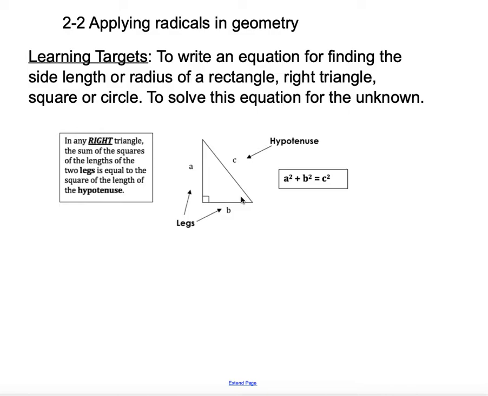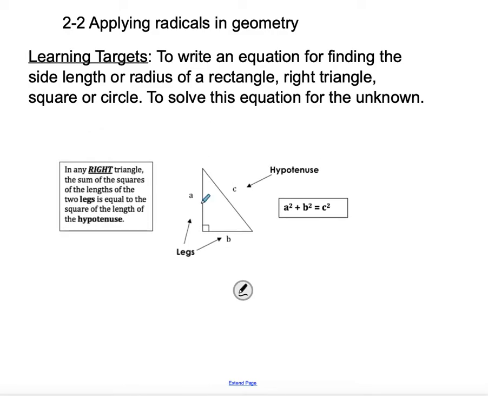So this is a very familiar equation for you if you have a right triangle. The sum of the squares of the lengths of the two legs is equal to the square of the length of the hypotenuse. So basically a squared plus b squared equals c squared, where a and b are the two legs. They're the ones that make up that nice little 90-degree angle over here. So that's your a and your b. And then your hypotenuse is always straight across from the 90-degree angle.